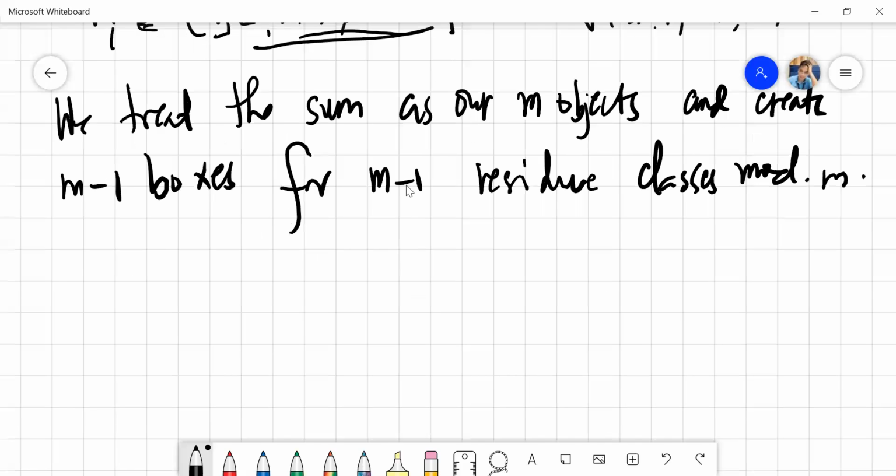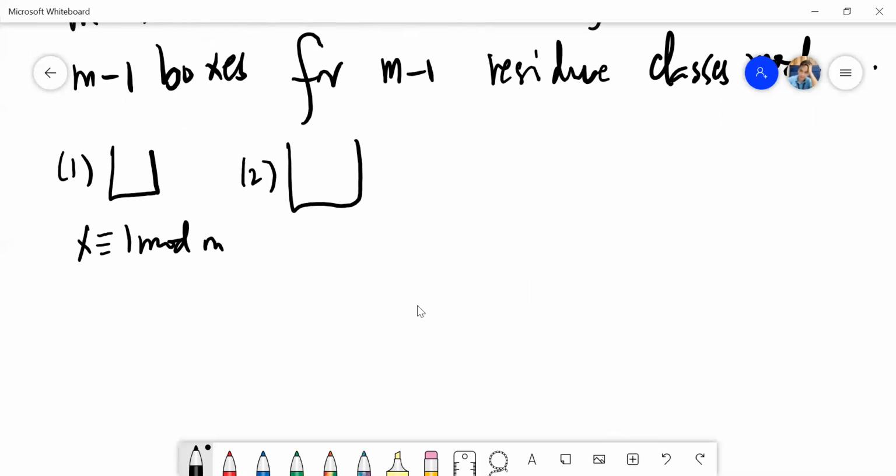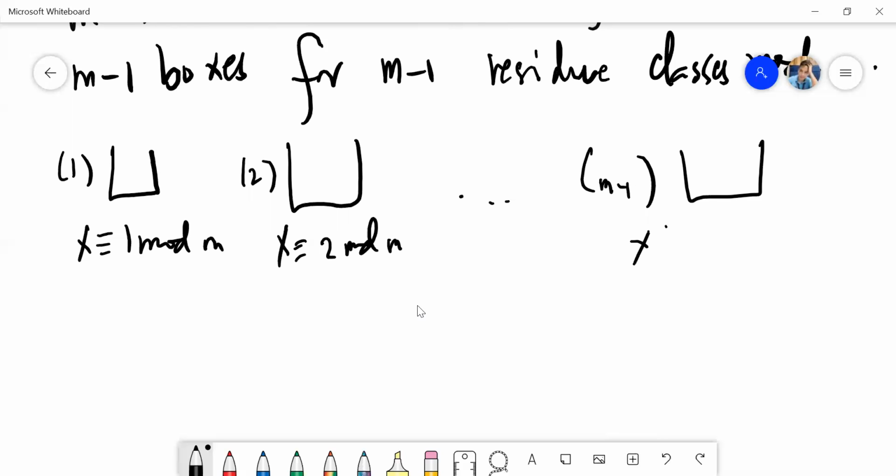So let's create a box here. Say this is for 1, so we have x congruent to 1 mod M. Let's say this is for 2, so we have x congruent to 2 mod M here. And so on up until M minus 1, and we have this box here, so that's x congruent to M minus 1 mod M.